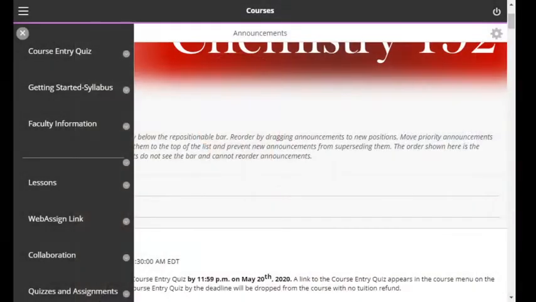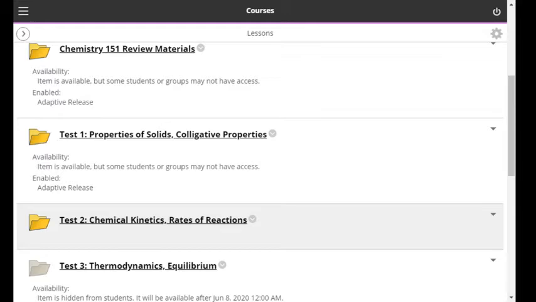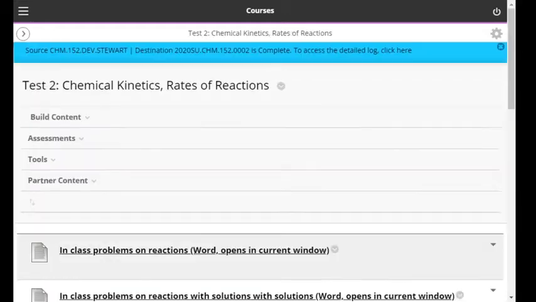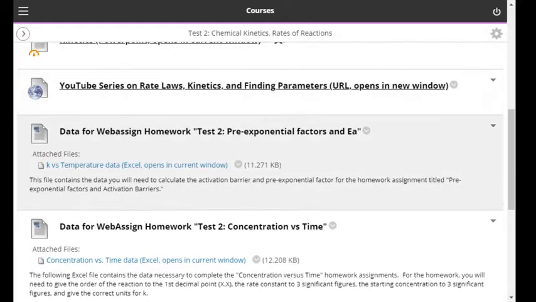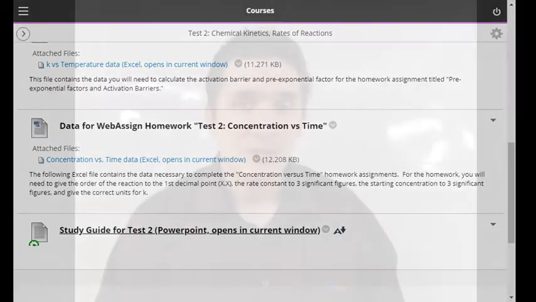So to find the data for those assignments, go to the course website, under Lessons, and you'll find Test 2, Chemical Kinetics and Rates of Reactions. You're going to find two Excel files. One is k versus temperature data, which is for finding the activation barrier. It says Test 2, pre-exponential factors, and Ea. That's the homework. And then also concentration versus time, which is for the Test 2 concentrations versus time homework. You're probably not going to be doing those this week, but when you get to it next week, that's where you're going to get the data for those types of assignments.